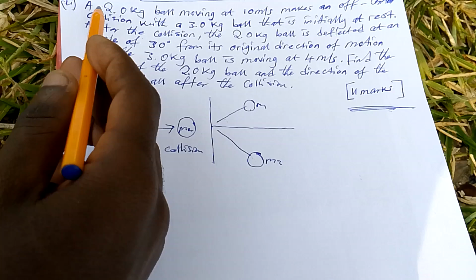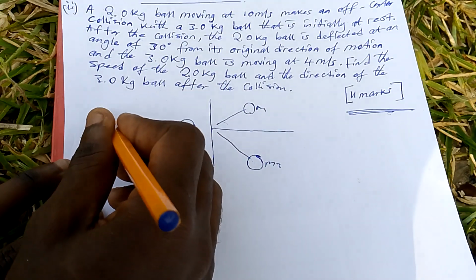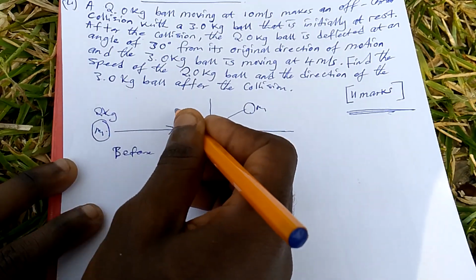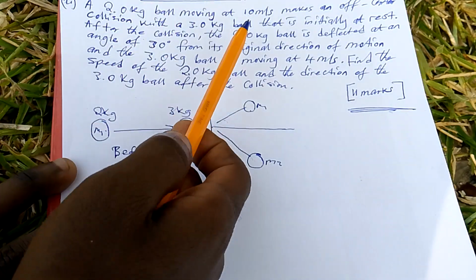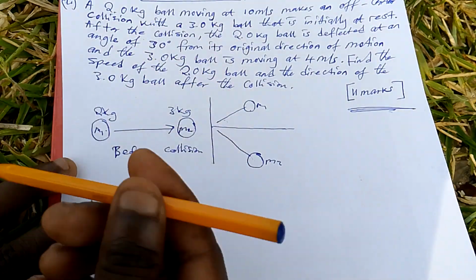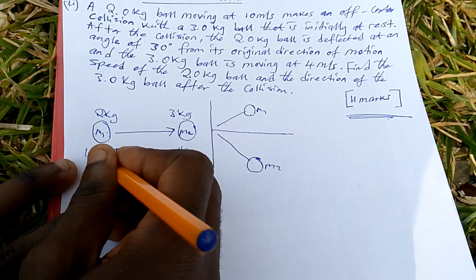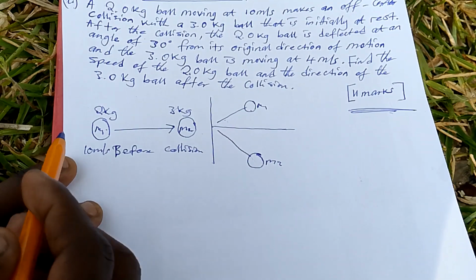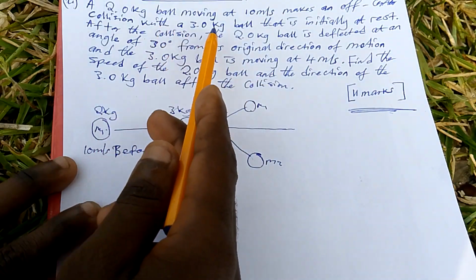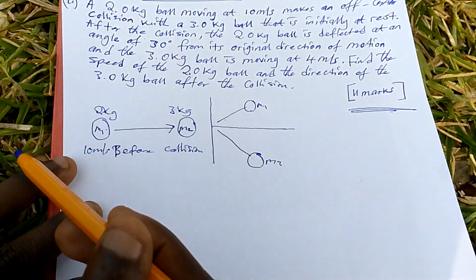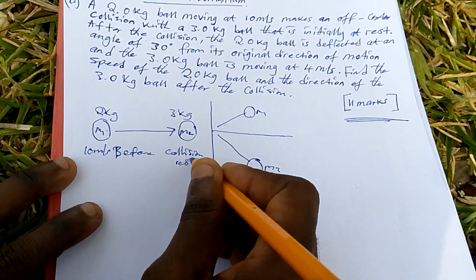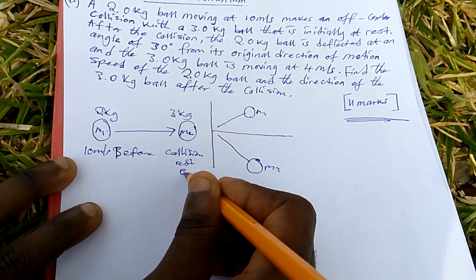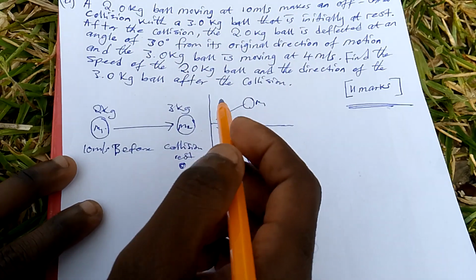Now they are saying a 2 kg ball. So let's have, this is 2 kg, this is 3 kg. This first ball is moving at 10 meters per second. And the second ball, the 3 kg ball, was at rest, meaning that its initial velocity was 0.